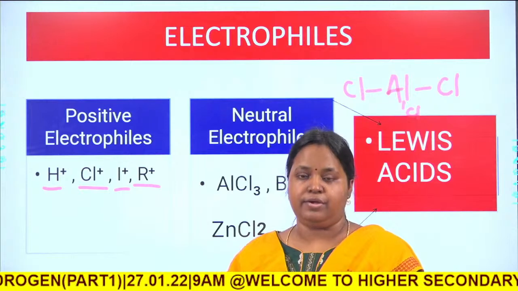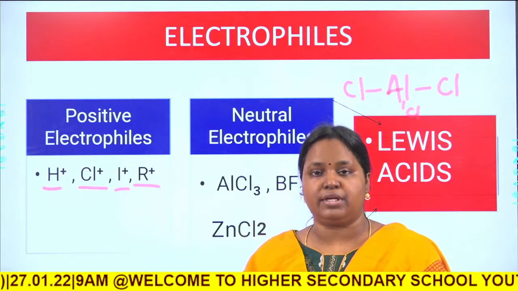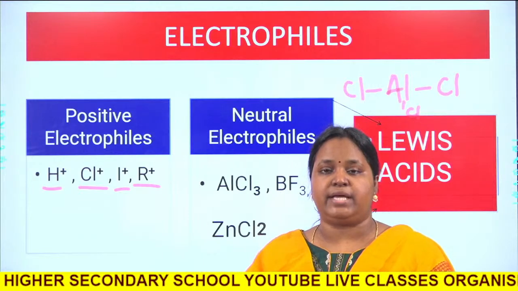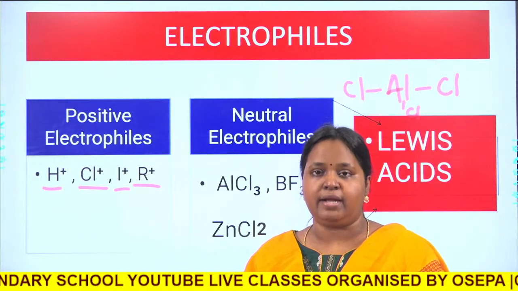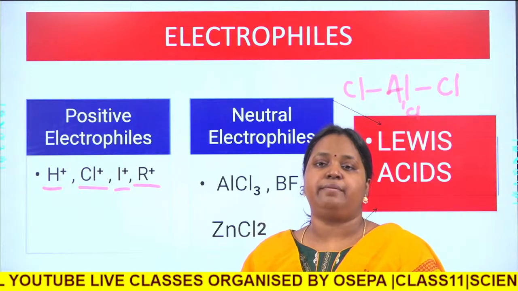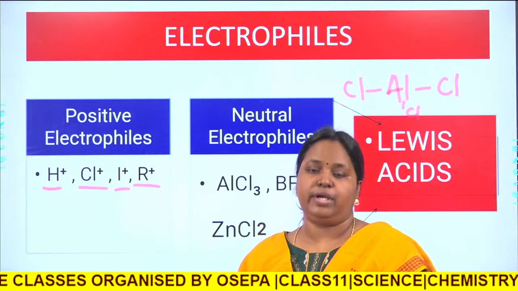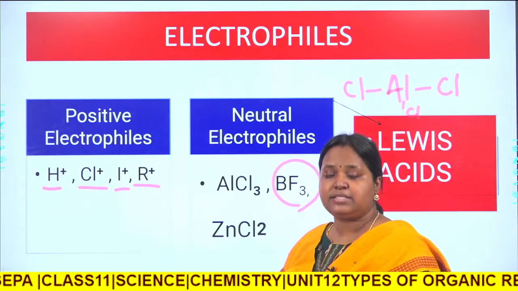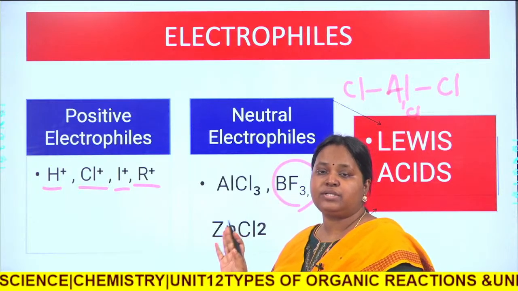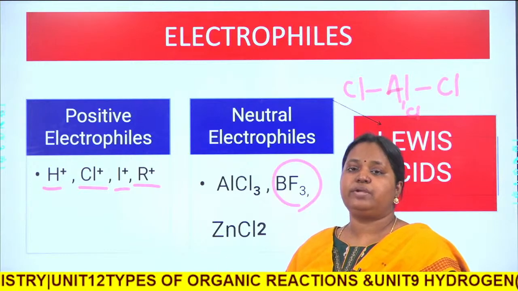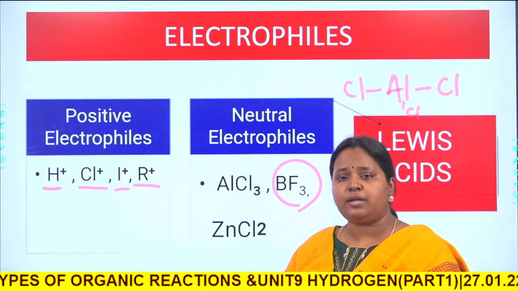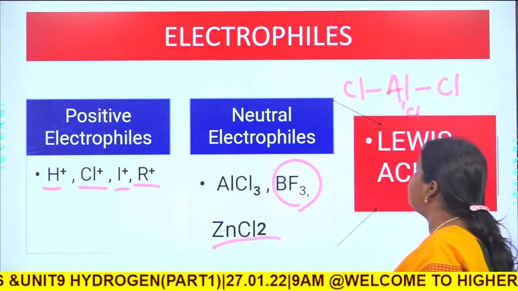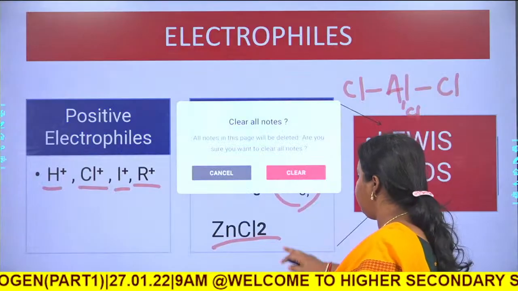Neutral electrophile: the neutral electrophile must have an atom which has not satisfied its octet and hence it will always have a tendency to gain more electron. Similarly here see BF3, same case, the boron has not satisfied its octet so it will have more tendency to gain electron. Same case for zinc chloride, and all these act as electrophiles.